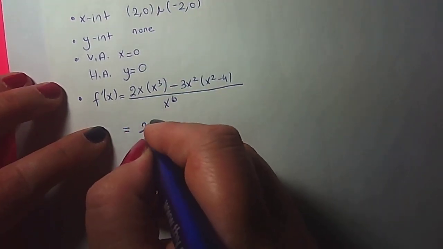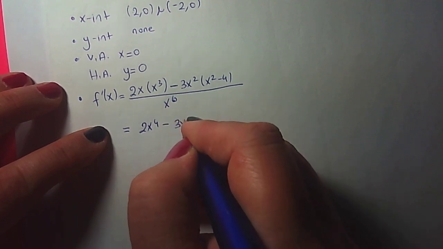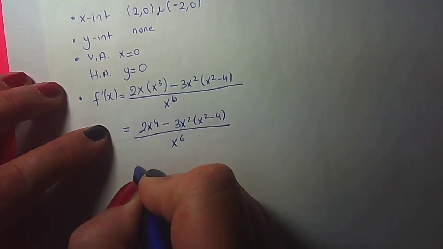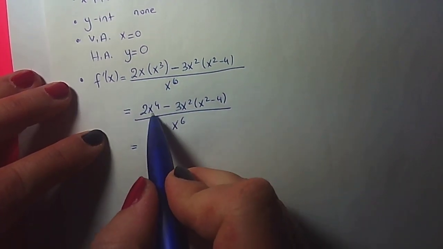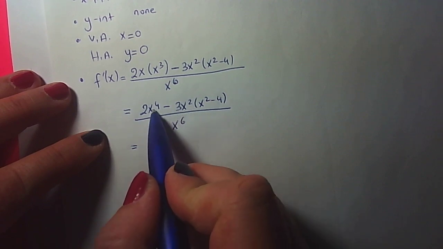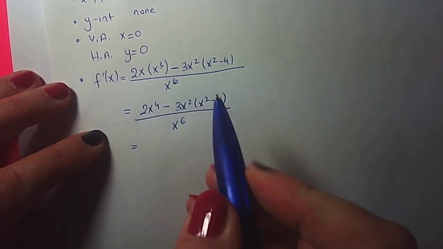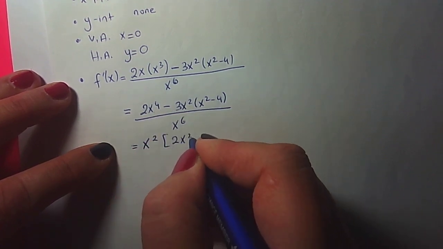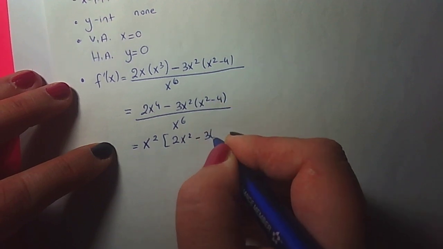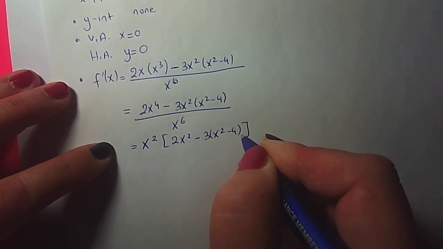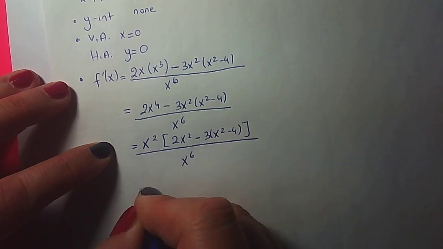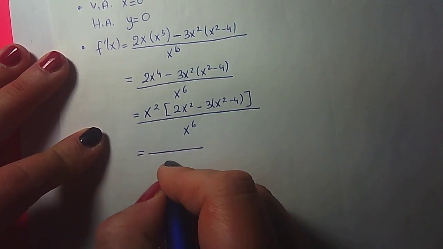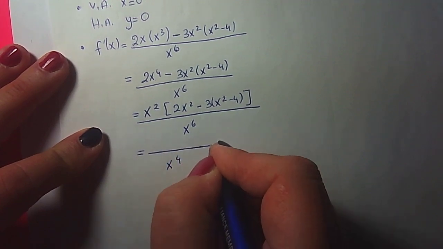Now we need to simplify this. So I have 2x to the power of 4 minus 3x squared times (x squared minus 4) over x to the power of 6. Now we see that x squared is a common factor between those two terms. So x squared, I'm going to take that out. So we have 2x squared minus 3(x squared minus 4). Let's simplify x squared and x to the power of 6. That gives us x to the power of 4 for the denominator.